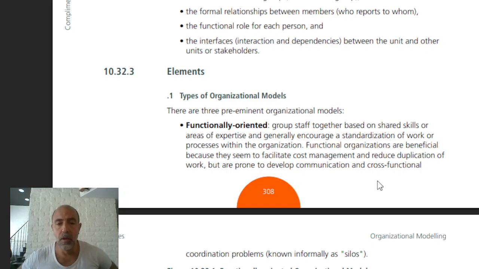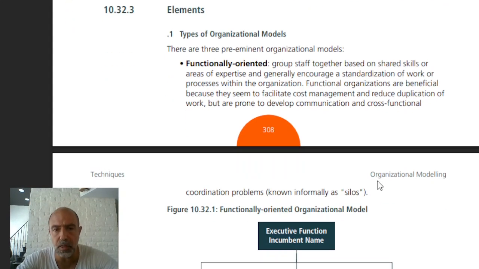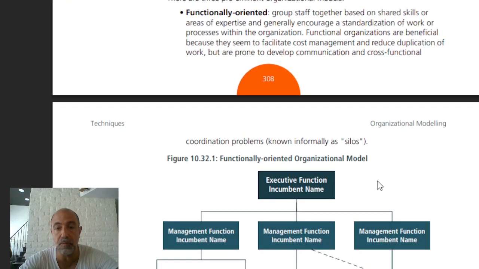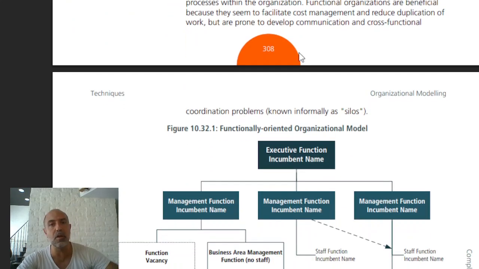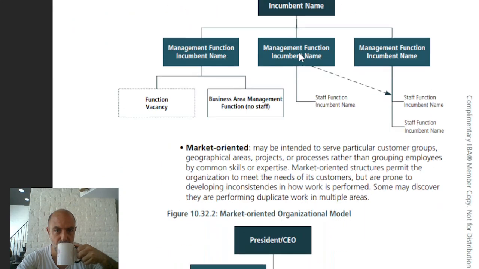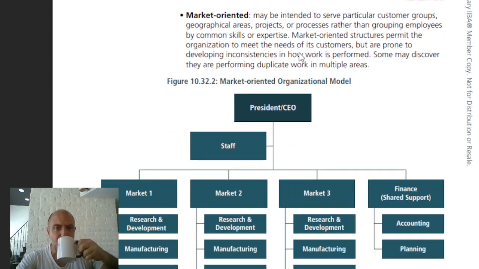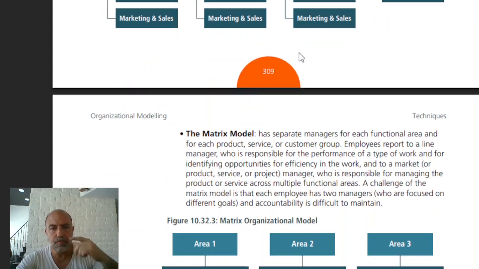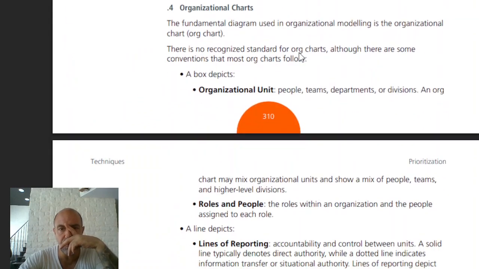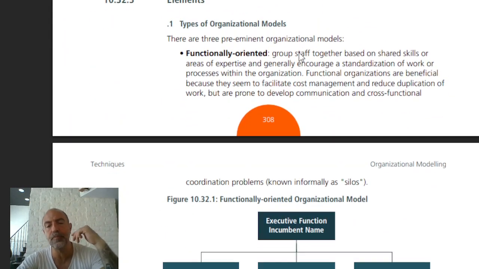What are the elements? There are types of organizational model. There are functionally oriented ones, I've been researching this for a while, actually. What I thought of was to work with organizations as a series of functions, as in the organization operates as a system more than it does as an organism.